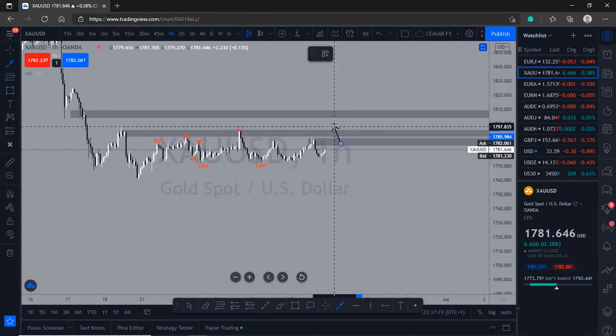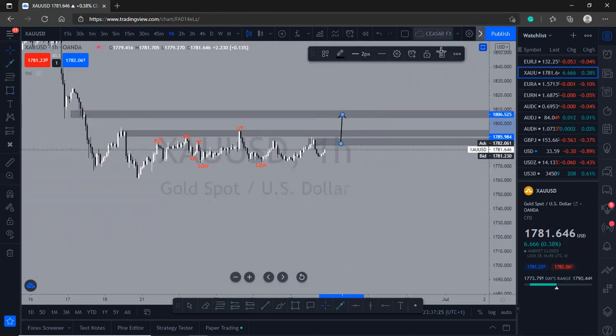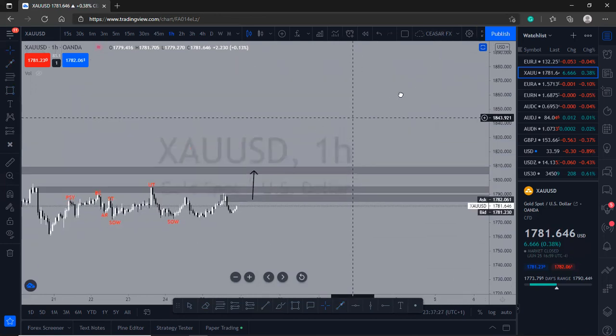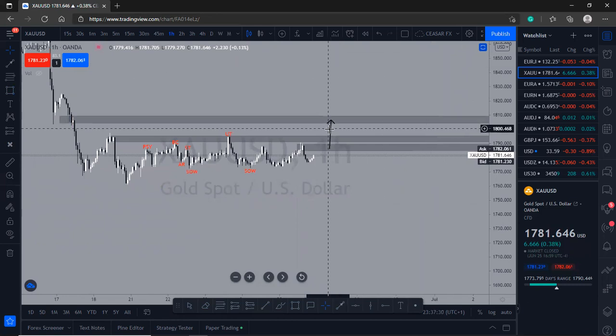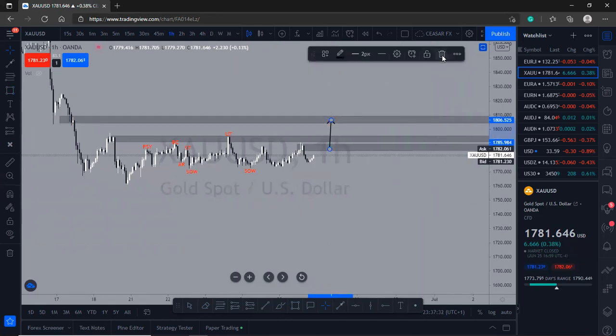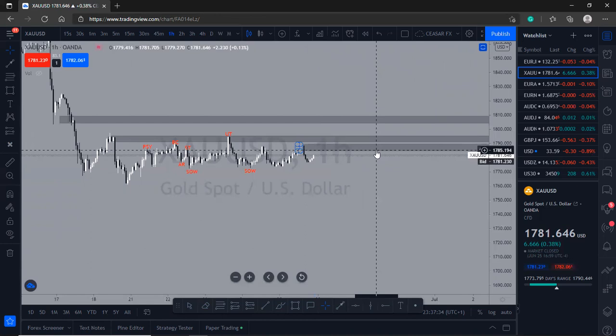Or just break above, creating what? A U-TET. So I'm waiting for two scenarios. Let me delete this one.